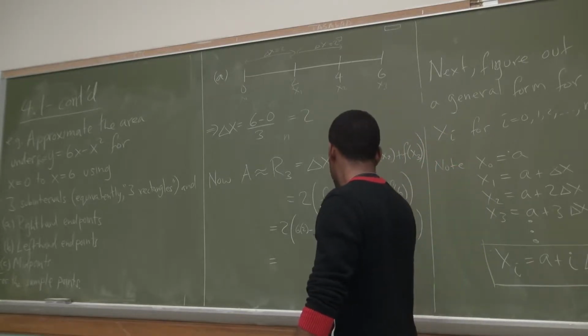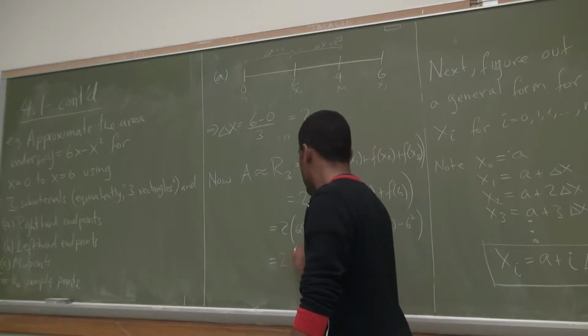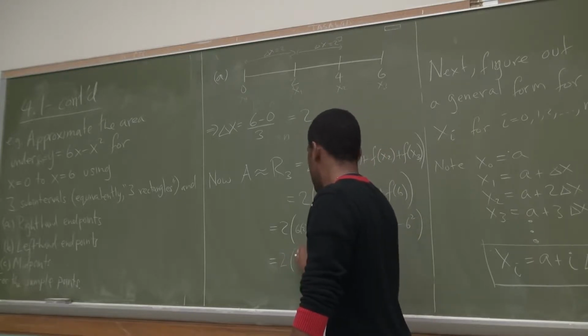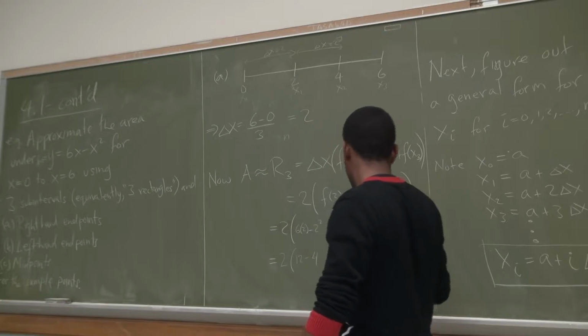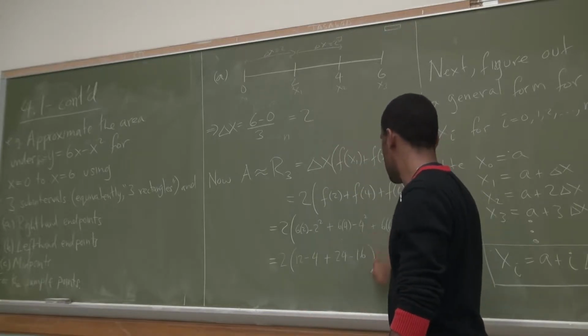Yeah. So this is going to be 2 times 6 times 2 is 12 minus 4 plus 24 minus 16. This guy's just 0.